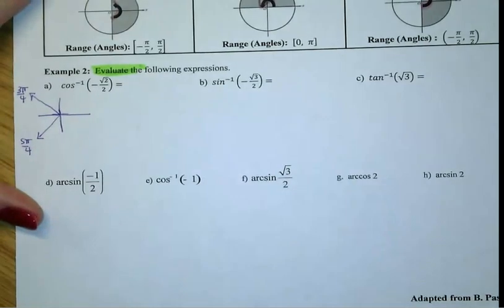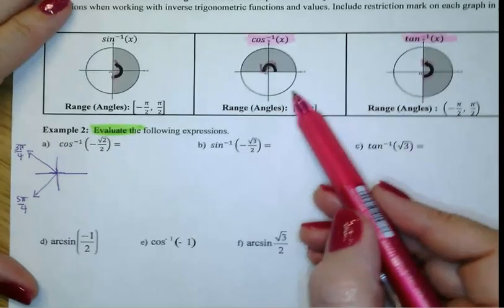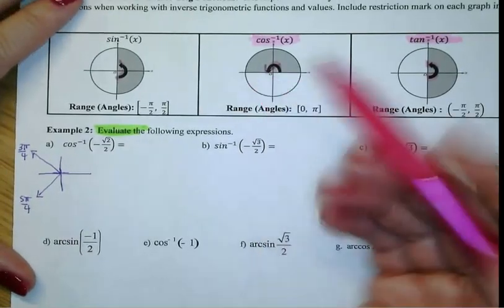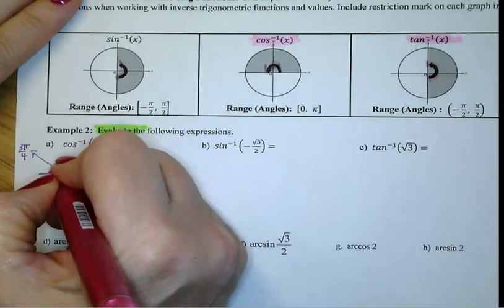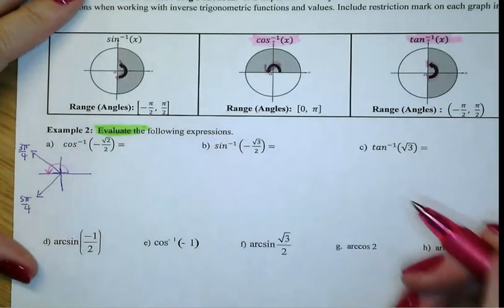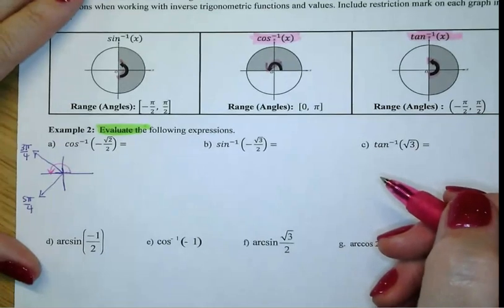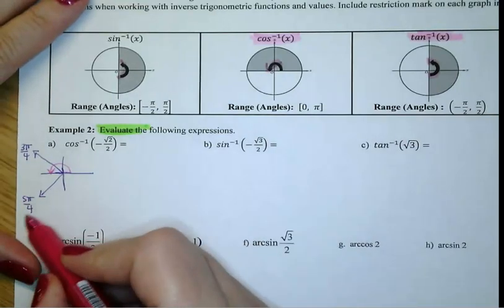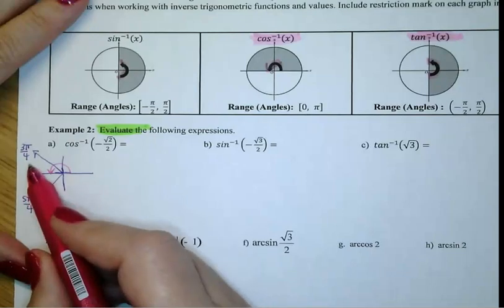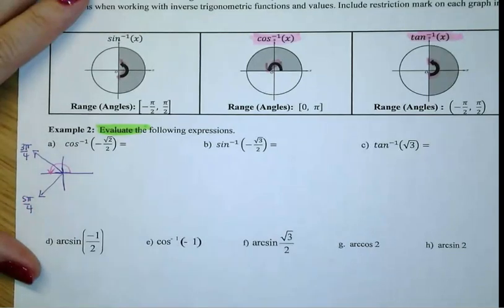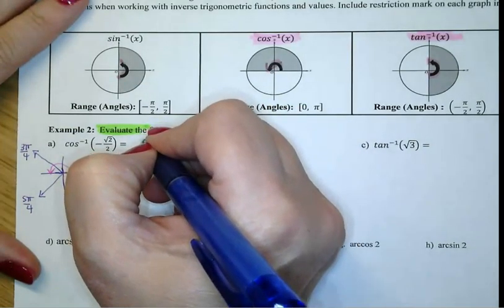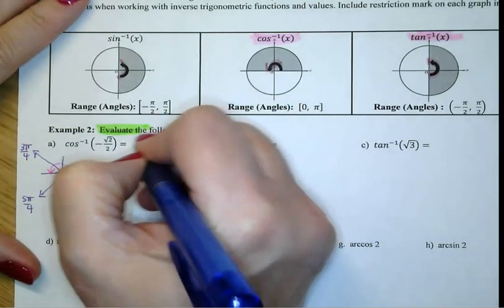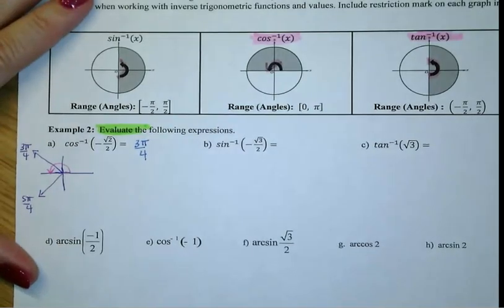So now let's look at that restriction mark. We said that cosine is restricted from 0 to pi. So I'm going to start here at 0. I'm going to draw my restriction mark around here to pi. And so which of those two angles could possibly be the solution I'm looking for in this particular situation? Would it be the 5 pi over 4 that's outside the restriction mark, or the 3 pi over 4, which is within the restriction mark? So hopefully you can see that that's going to be 3 pi over 4. Okay, so let's move on to the next one.